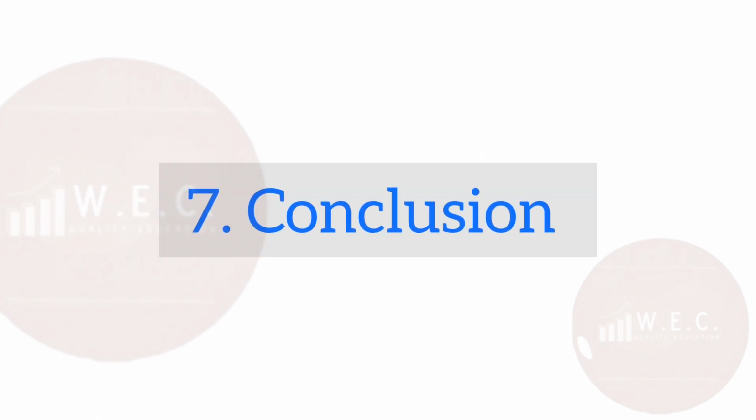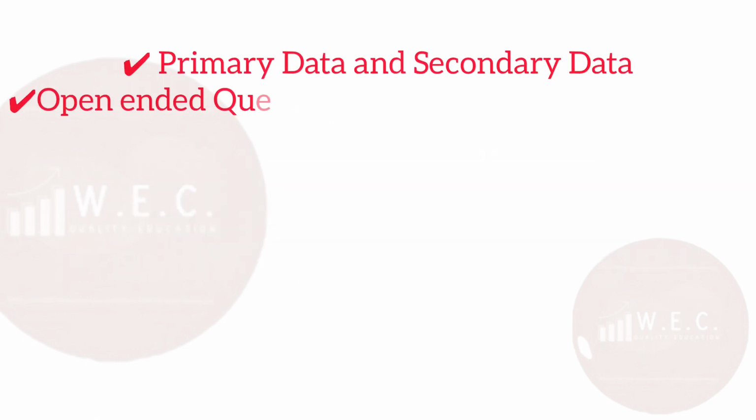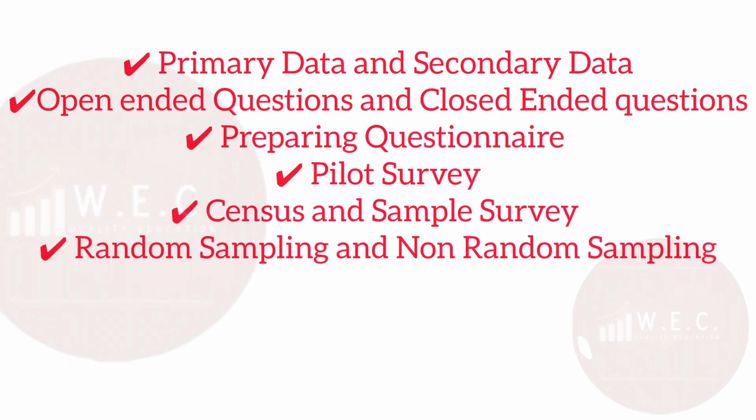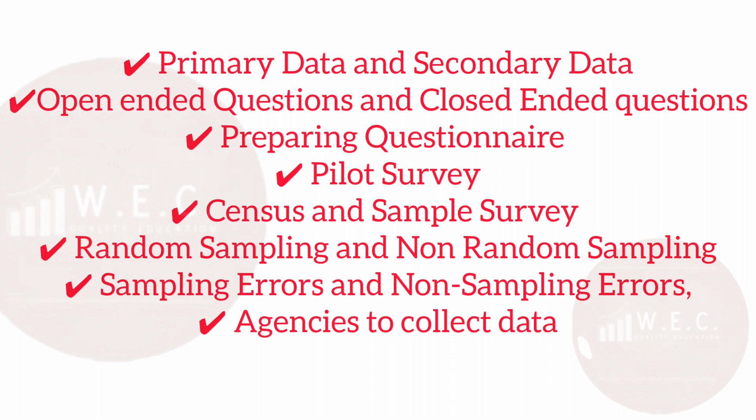Topic 7, Conclusion. What we learned from this chapter? Primary data and secondary data. Primary data, that is raw data, can also be called first hand data, and secondary data, second hand data. Open ended questions, closed ended questions, preparing questionnaire, pilot survey, census and sample survey, random sampling, non-random sampling, sampling errors, non-sampling errors, agencies to collect data.